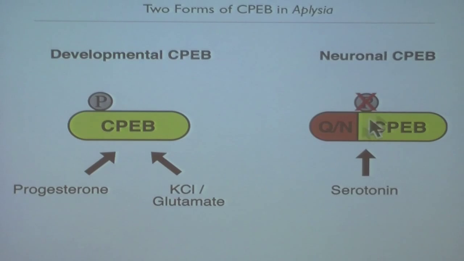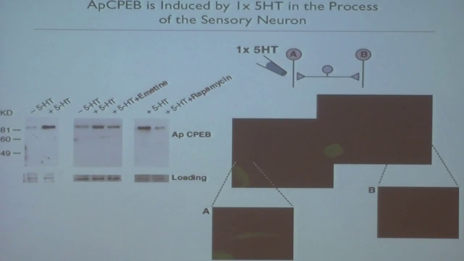But in addition, he found a novel isoform, never been encountered before, that is brain-specific. This was modulated by serotonin. So if you just give a single pulse of serotonin to one set of terminals, you increase the level of CPEB, and you block that with rapamycin. So this is a very good candidate for mediating that effect.